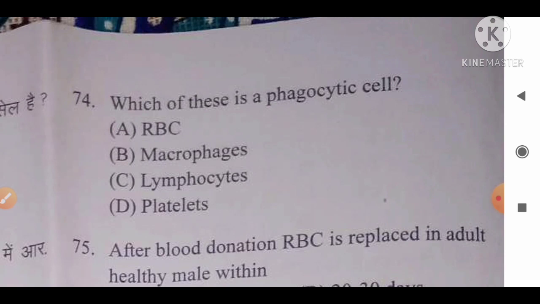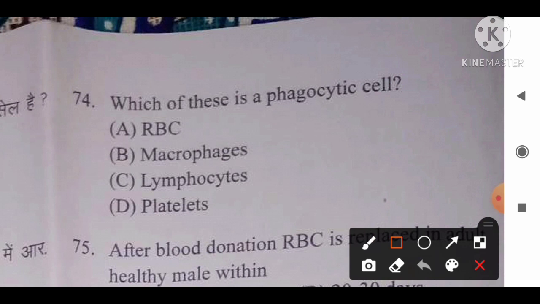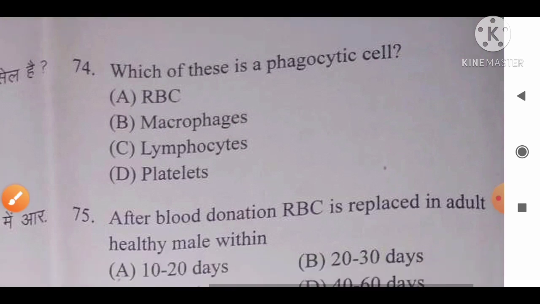Which of these is a phagocytic cell? The options are A, RBC, B, macrophage, C, lymphocytes, D, platelets. The various examples of phagocytic cells are monocytes, neutrophils, mast cells, and tissue dendritic cells. So from the given information, we can say it is option B, macrophage are the examples of phagocytic cells. So option B will be the correct answer for this question.